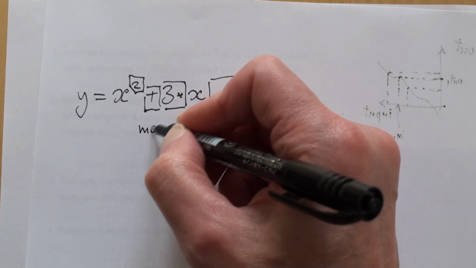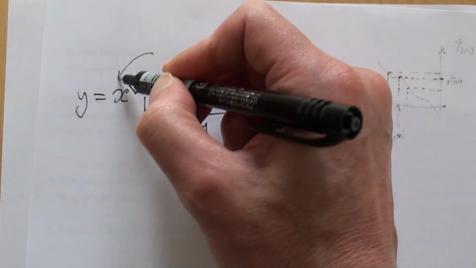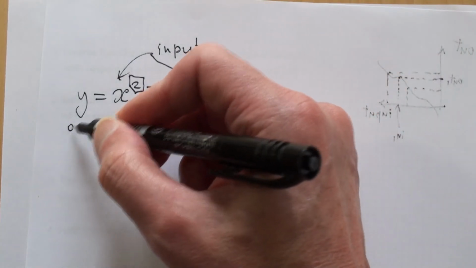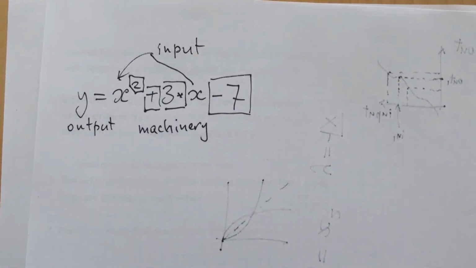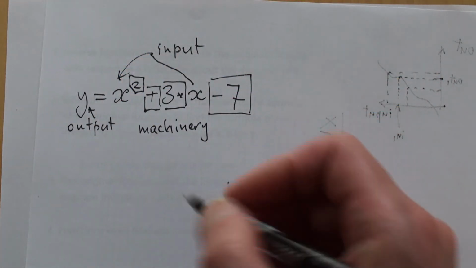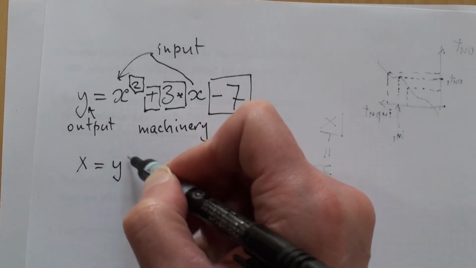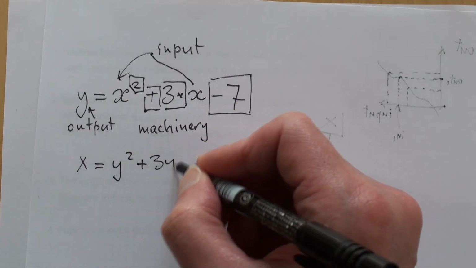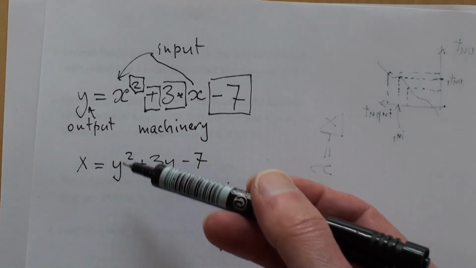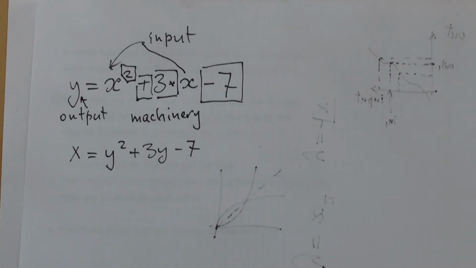Right? This is machinery. This is the input. This is what I actually put into my machinery. And this is the output. So I flip the input and output and put it in the same machinery to get me the formula. So I say x equals y squared plus 3y minus 7. But now, of course, I have to solve it to get the y as the output. And so this is a quadratic equation that I'll have to solve. I'm going to get square roots and such.